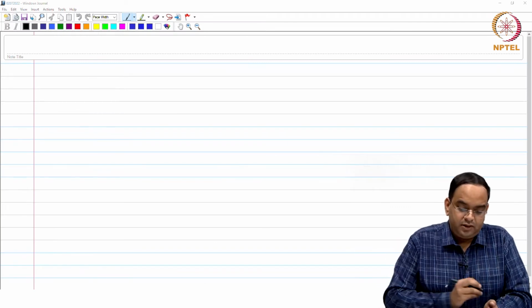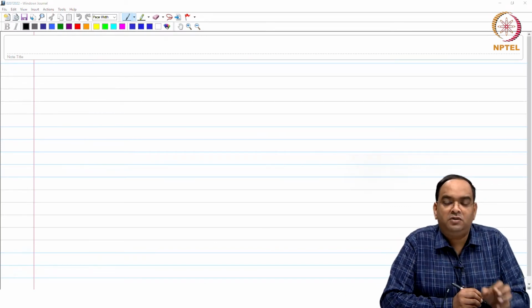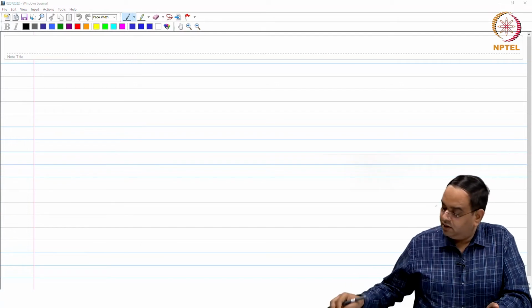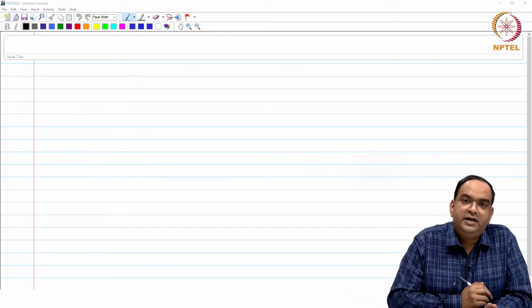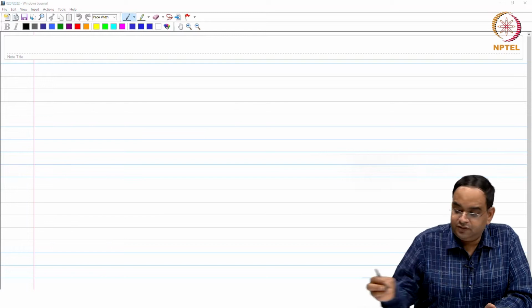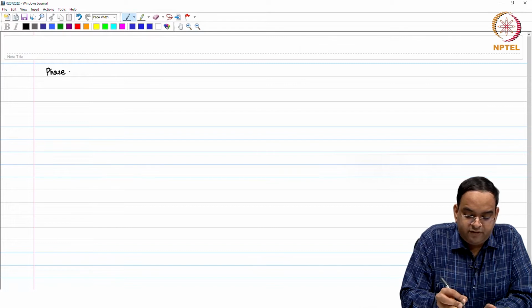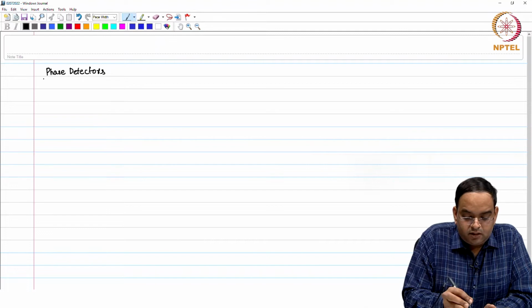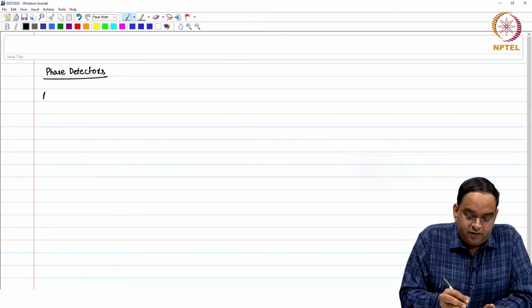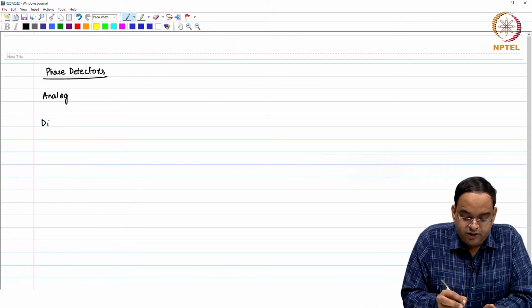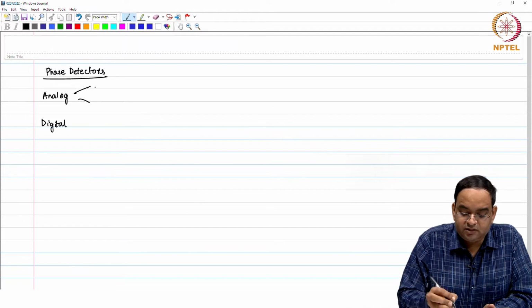Welcome everyone. In the previous session we talked about the phase detectors and we discussed analog and digital phase error detectors. So, just a brief recap. We looked at phase detectors, and there were analog and digital kinds of phase error detectors. You have seen two of them as analog and the other two as digital.